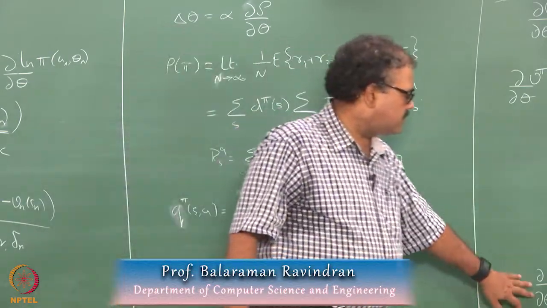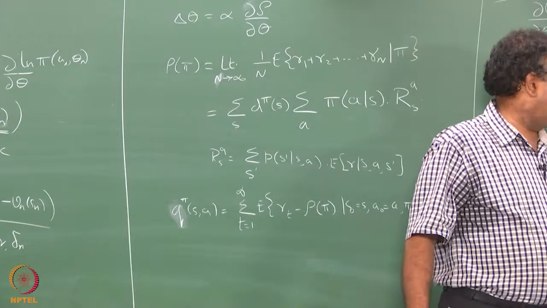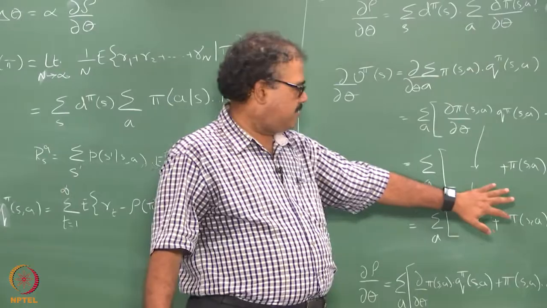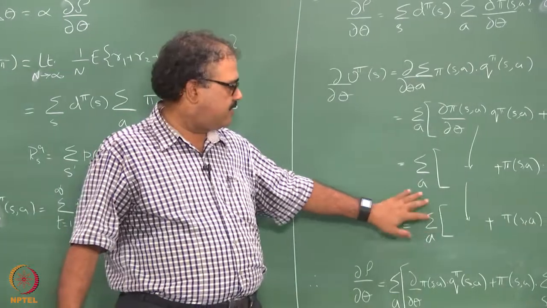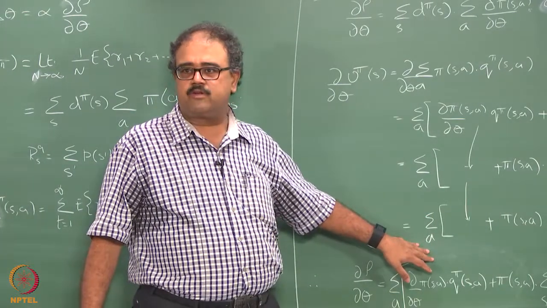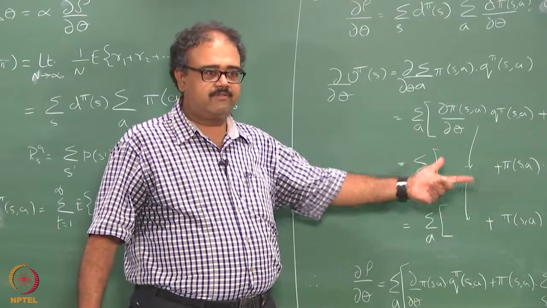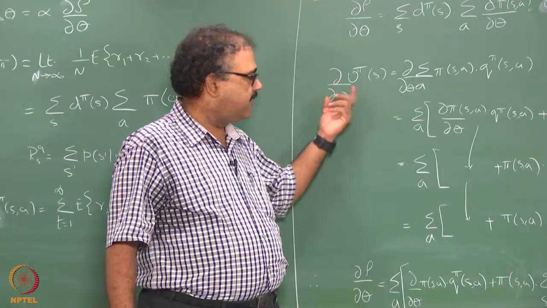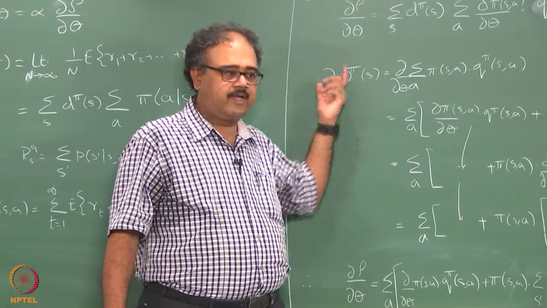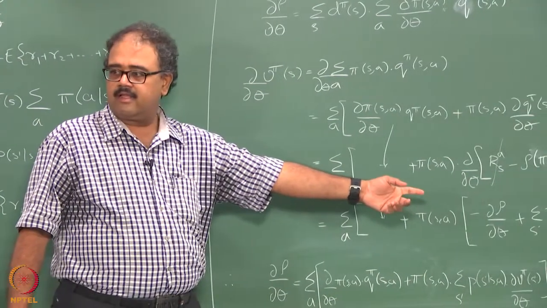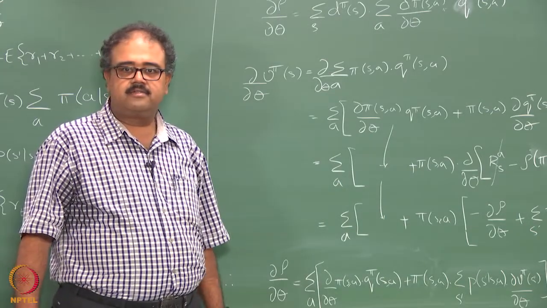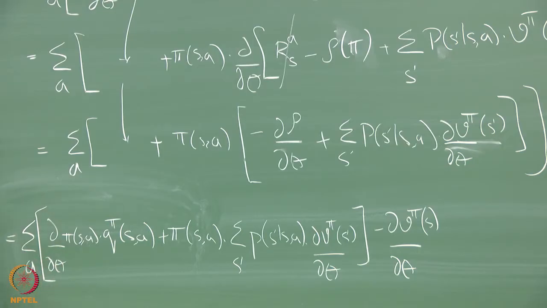I did nothing, I just took the dou rho by dou theta on the other side. So, if you think about it, I multiply this by pi s a, but I can pull it out because it is not dependent on a, and then sum over all a. That pi s a will go to 1. So, I will be left with minus dou rho by dou theta. I bring minus dou rho by dou theta here, I take dou v pi by dou theta to that side, and the rest of the terms I have written like this. Okay. Is it clear? Okay.